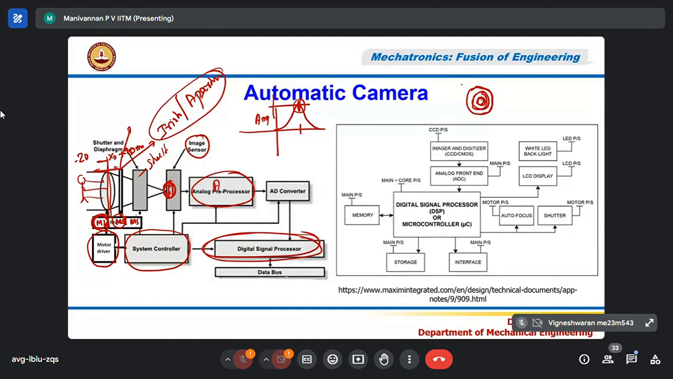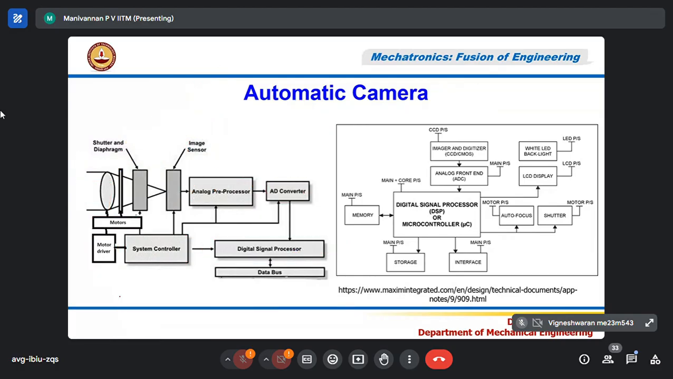This is the amplifier. The amplified signal will be converted to a digital binary number by the ADC, then finally recorded in the memory. The DSP has a memory also, that's what is mentioned here. Please see here, you have a memory where your pictures will be stored.